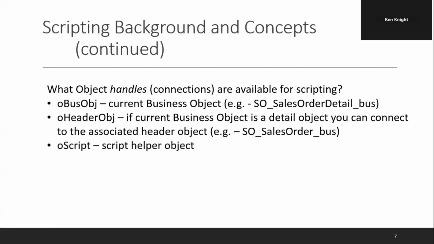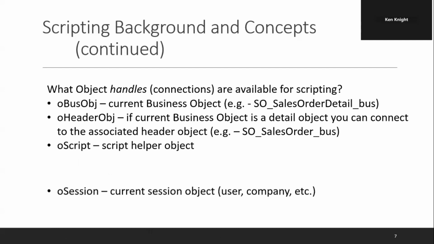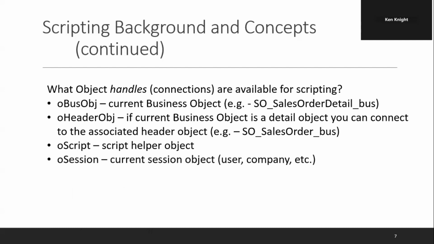There's a handle to the script. It's a script helper object called oScript. There's a connection to the session. Again, another thing that you get, quote unquote, for free when you program through the user interface. Through the session, the system knows who's the user logged into Sage. What company are they in? What's the module date that they have set? Things like that that are all session related to their current session in Sage 100.